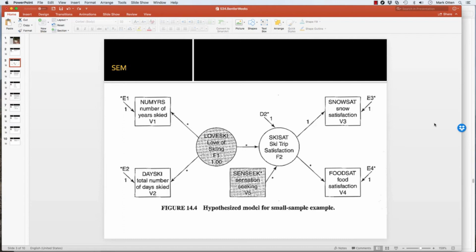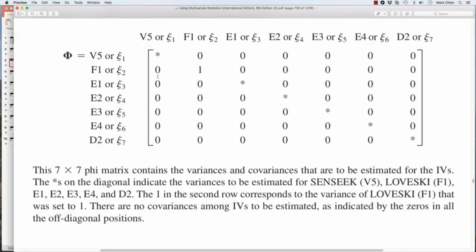But if we just called it a correlation, we're just like, well, they coexist. If you love skiing more, you seek out sensations and vice versa, right? If that were true, that would be a correlation, and then it would turn into a covariance, and it would go in V5F1, which would be right here. But here, we don't have that prediction, so we just leave that as a 0, and we leave a lot of zeros here on both top and bottom.